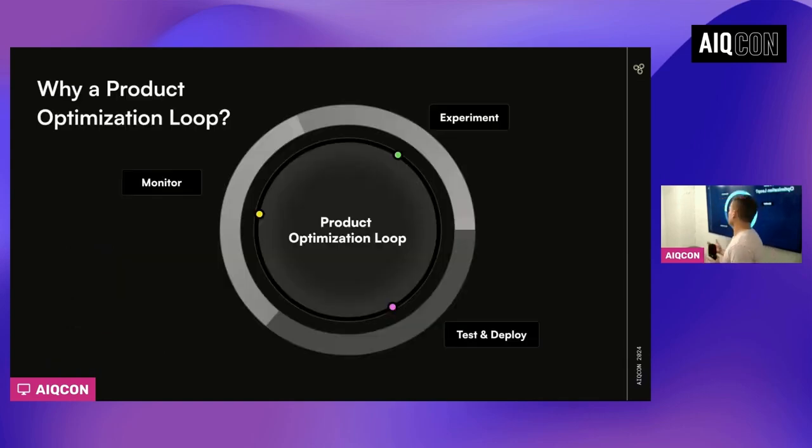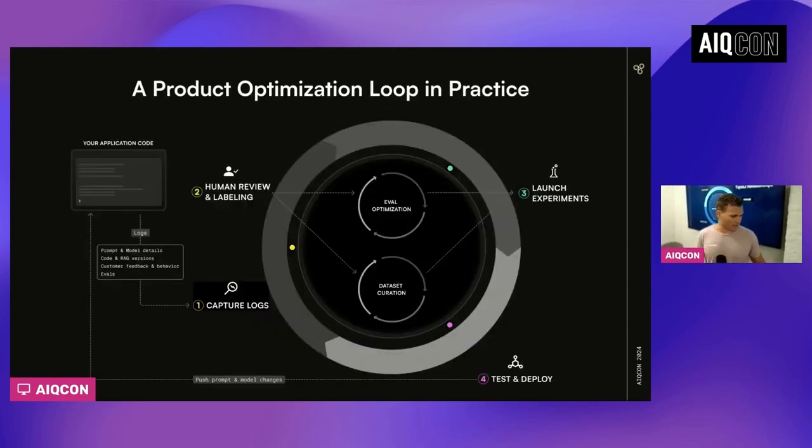So let's start out with why a product optimization loop. Data science and software engineering have always been iterative endeavors. But LLM development cranks that up a few notches due to the stochasticity of the underlying models and the breadth and dynamic nature of the resulting customer-facing UXs. Your product quality becomes purely a function of your ability to iterate and experiment quickly and having a platform that supports that. And so this is what we call the product optimization loop. There are three broad stages: monitoring, experimentation, and testing and deployment. So let's look at what that looks like in practice.